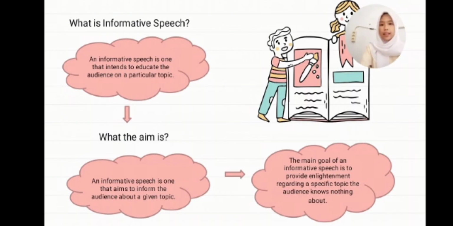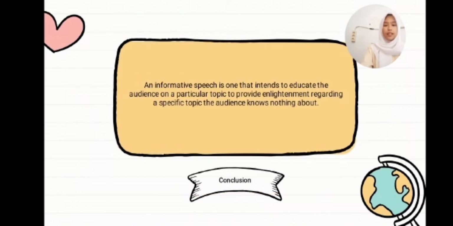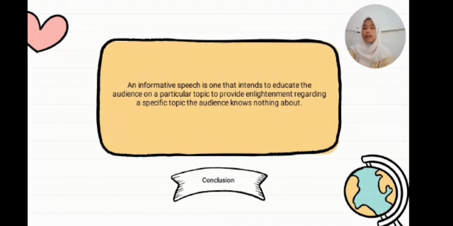Let's move to the next slide. Conclusion. An informative speech is one that intends to educate the audience on a particular topic, to provide enlightenment regarding a specific topic the audience knows nothing about. That means an informative speech provides knowledge, especially useful or interesting information. And the topics covered in an informative speech should help the audience to understand a subject better and to remember what they learned later.